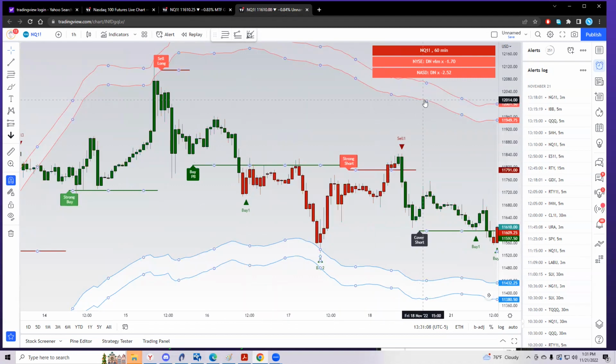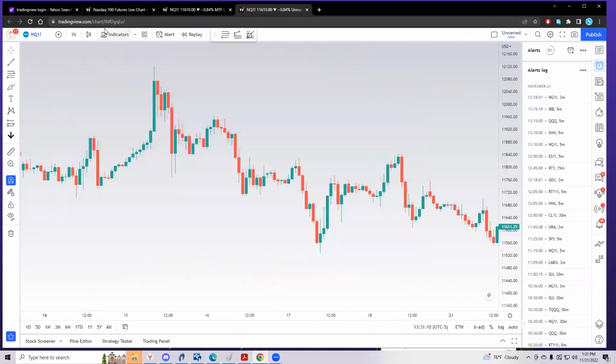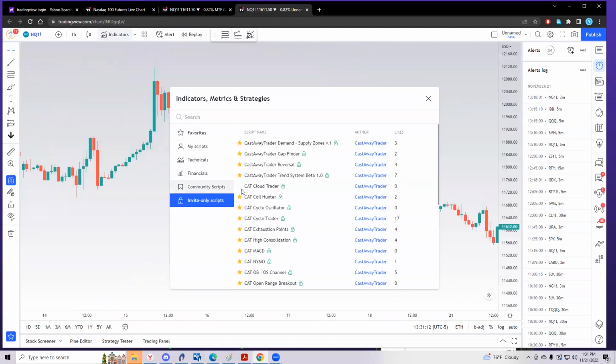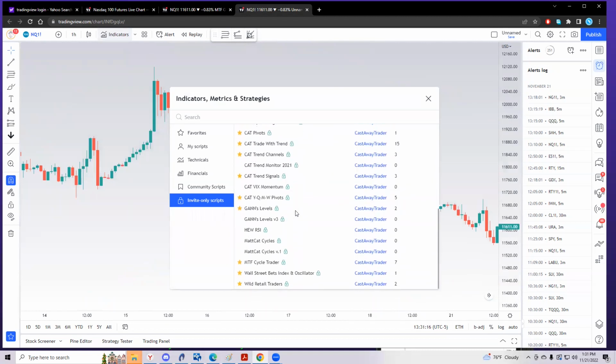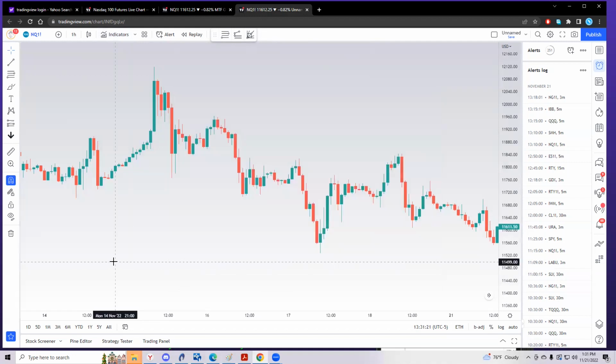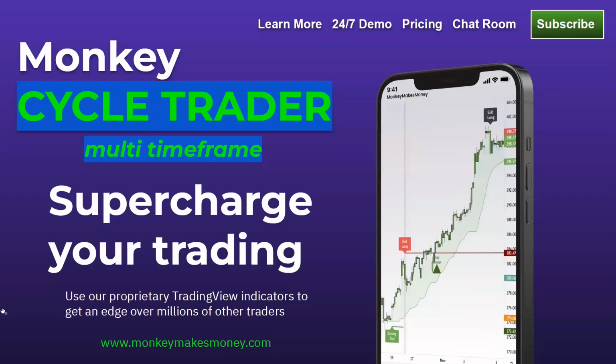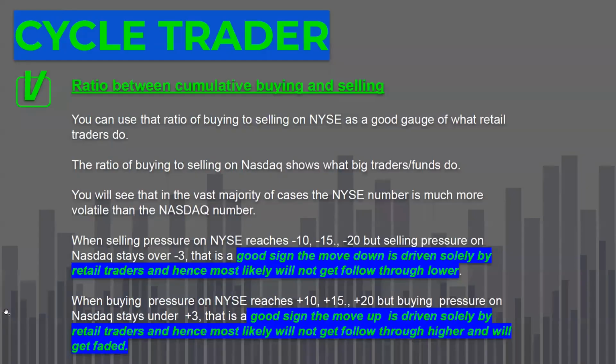Now let's remove that indicator from the screen, and let's add another one, which is called CastAwayTrader indicator multi-time frame. It's MTF cycle trader. And let's get to the presentation. So now we will be talking about the multi-time frame version of the indicator.